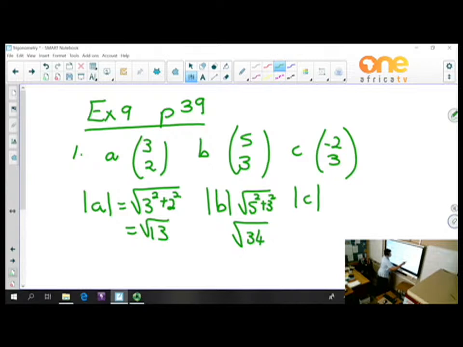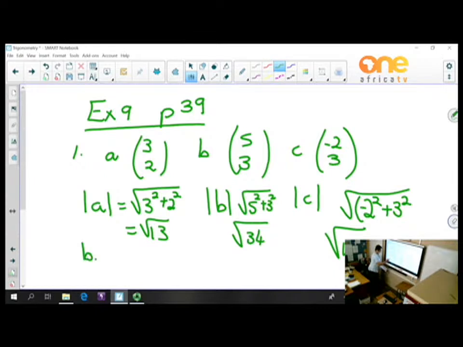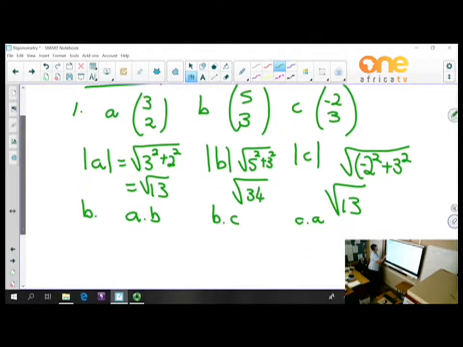And C is then the square root of, make sure here with your signs, negative 2 squared plus 3 squared. And that is giving you also the square root of 13. As I say, you can get an answer, round it off to 3 significant figures, or we can give it like this. At number B, they ask now, calculate the scalar products of A dot B, B dot C, and C dot A.